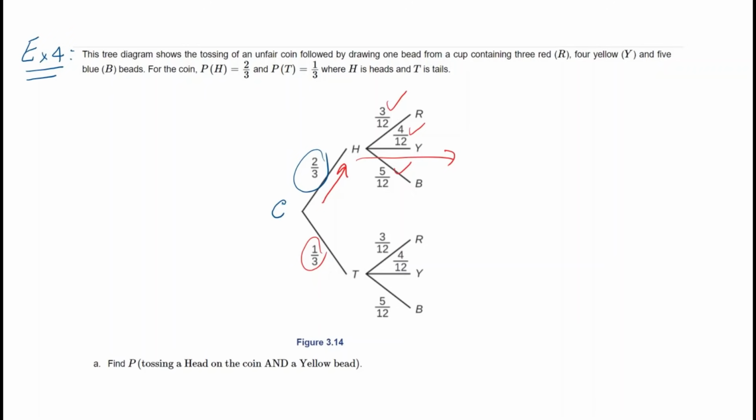Now the word "and" in statistics refers to multiplication of probabilities of either side. So the probability of tossing a head, which is 2 by 3, and the probability of picking a yellow bead, which is 4 by 12, which can also be written as 1 by 3 for simplicity, and 2 by 3 times 1 by 3 comes out to be 2 over 9. And that's in fraction. The answer could be in fraction, or it could be in decimals, which you can find by dividing 2 by 9. So that was the probability of tossing a head on the coin followed by a yellow bead.